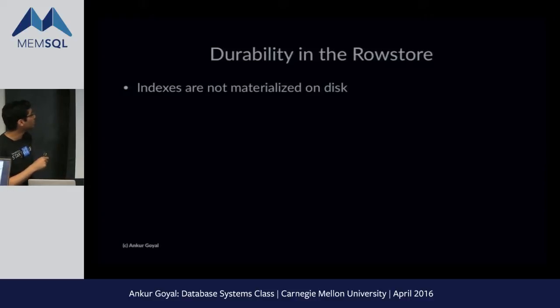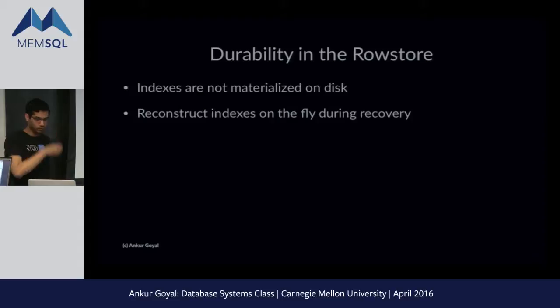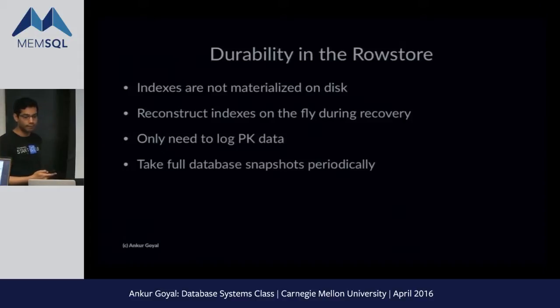So durability in the row store. First thing is indexes are not materialized on disk. The reason is we never need to read indexes on disk because the working set of data for the row store is in memory. And so we don't need to write them to disk, and we can actually recover them on the fly. So we don't care so much about the fact that it would use more disk space. We care about the fact that logging becomes very, very cheap. So we only need to log primary key data on disk in a row store.